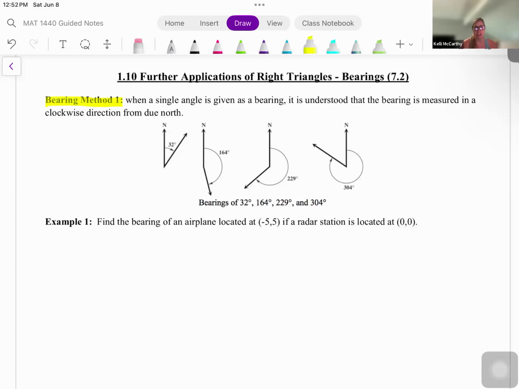This image illustrates bearings of 32 degrees, 164 degrees, 229 degrees, and 304 degrees. All of them start from due north, which I often think of as the positive y-axis, and then move in a clockwise direction to that angle measure.